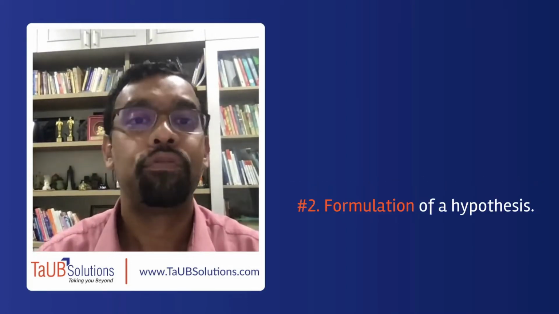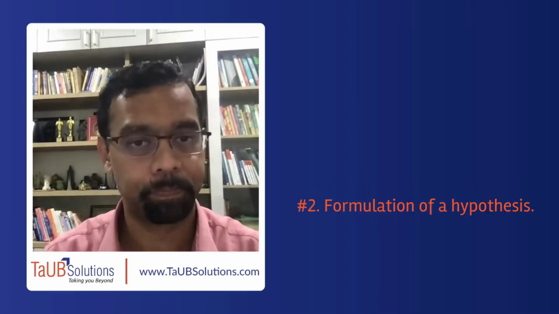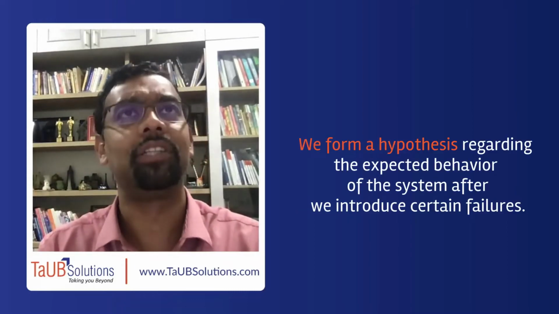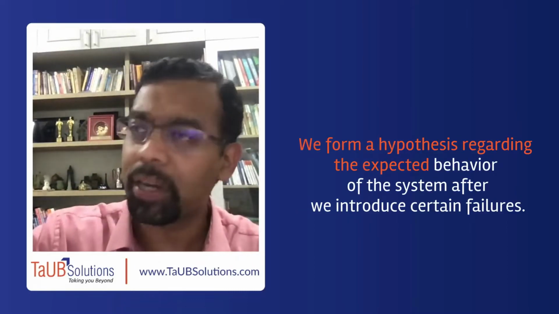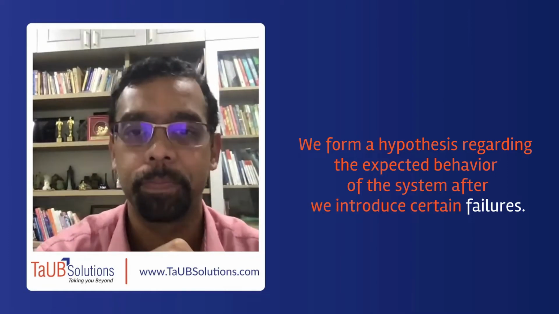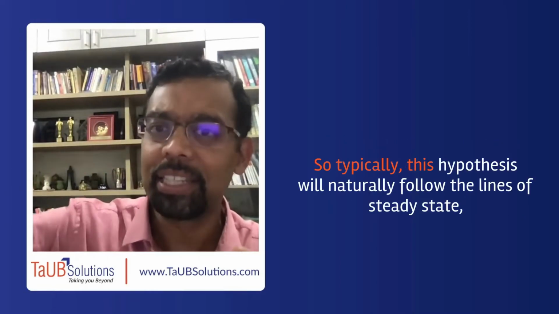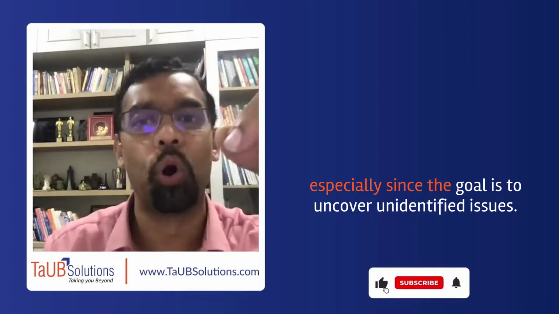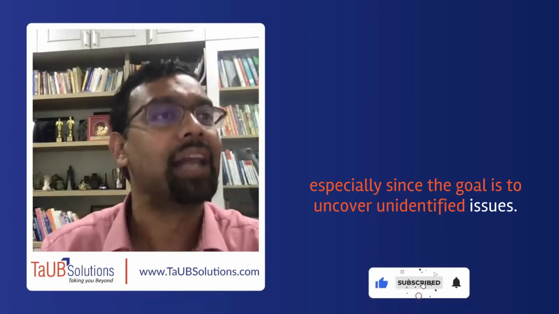Number 2, formulation of a hypothesis. We form a hypothesis regarding the expected behavior of the system after we introduce certain failures. So typically, this hypothesis will naturally follow the lines of steady state, especially since the goal is to uncover unidentified issues.